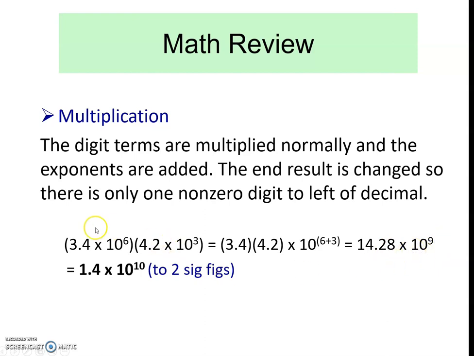However, according to the question, it has 2 significant figures here. 3.4, 2 significant figures. This one also 2 significant figures, which is 4.2. That's why your final answer must be 1.4 times 10 to the power of 10, because you want to follow 2 significant figures as the final answer.